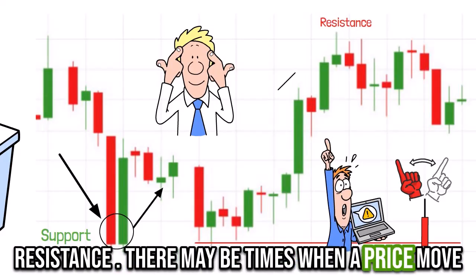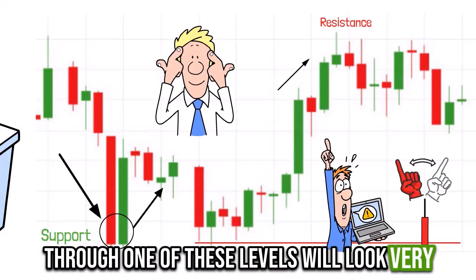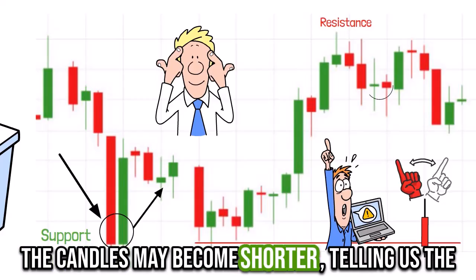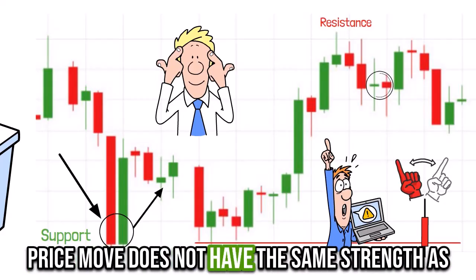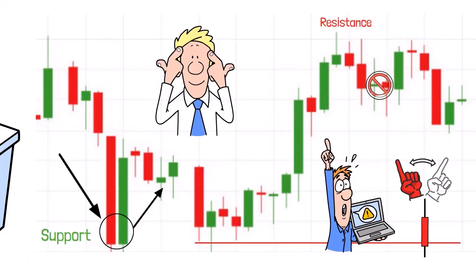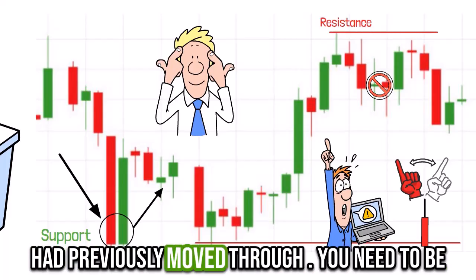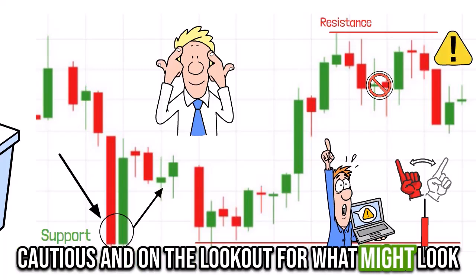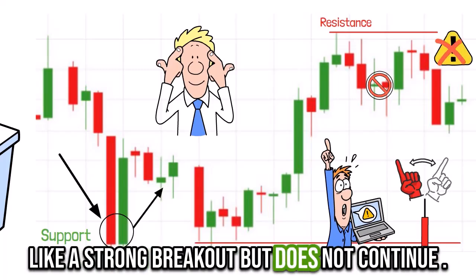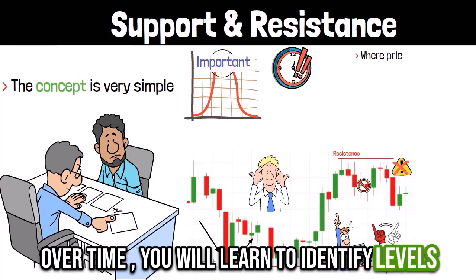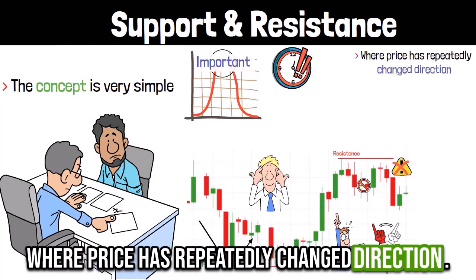There may be times when a price move through one of these levels will look very strong, but then weakens and begins to fade. The candles may become shorter, telling us the price move does not have the same strength as before. The price may even return to the same level it had previously moved through. You need to be cautious and on the lookout for what might look like a strong breakout, but does not continue.